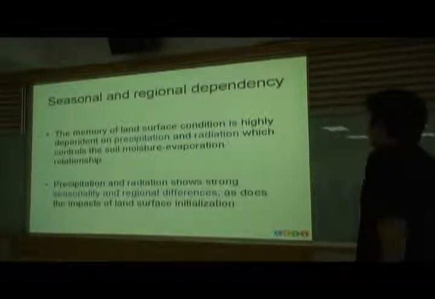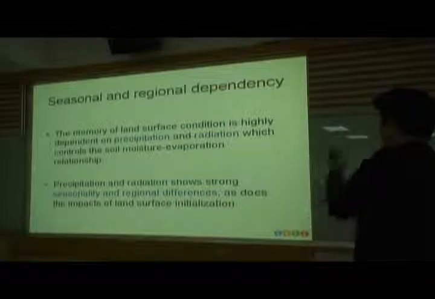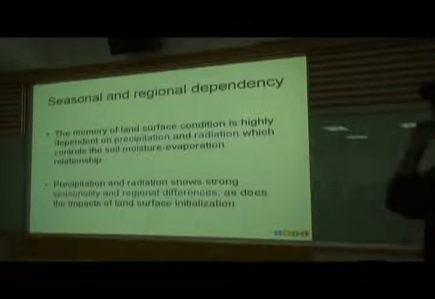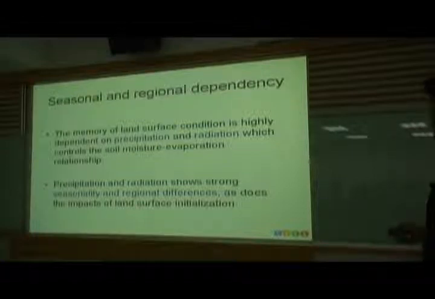This result shows the high seasonal and regional dependency. As you know, the memory of land surface condition is highly dependent on the precipitation and radiation, which control the soil moisture evaporation relationship. The precipitation and radiation show strong seasonality and regional differences, and so does the impact of land surface initializations.